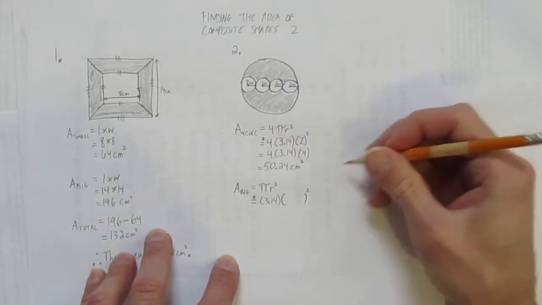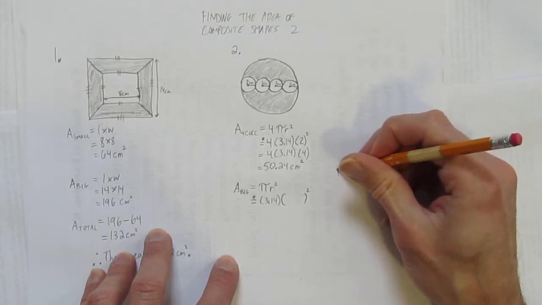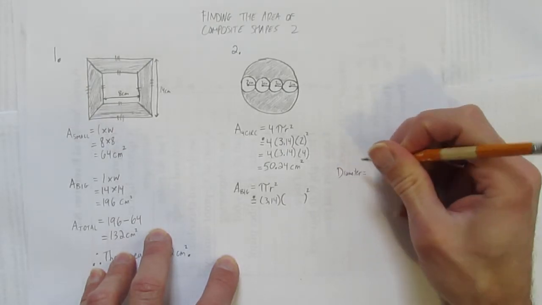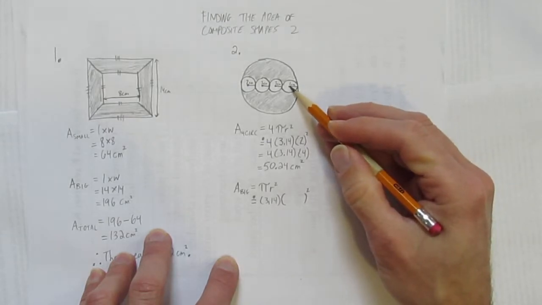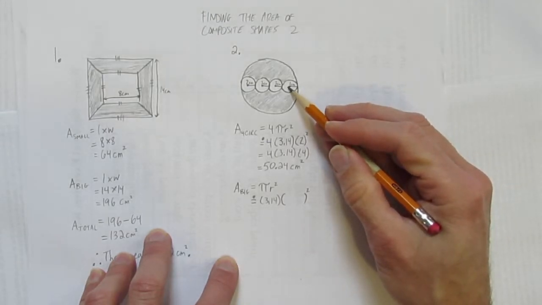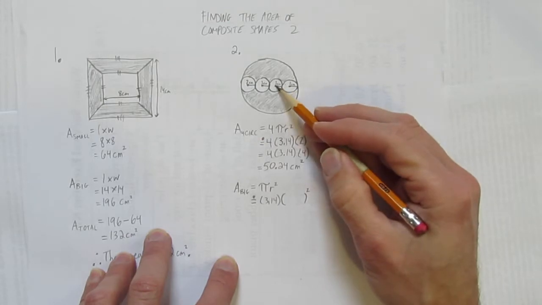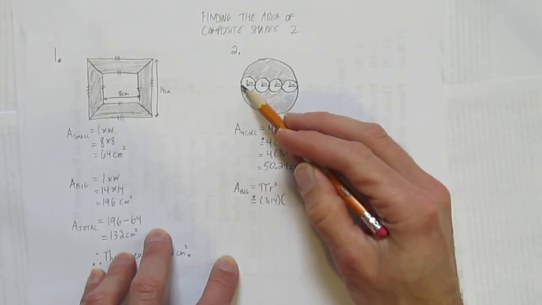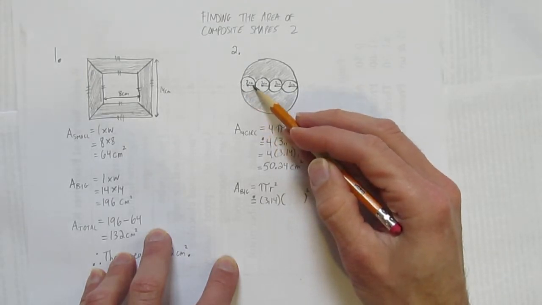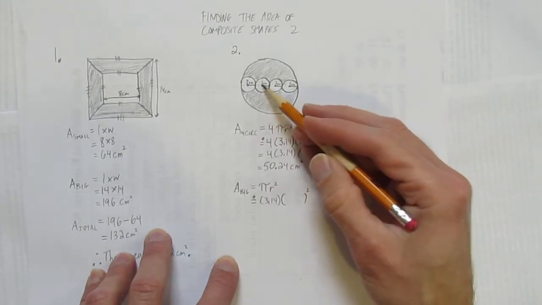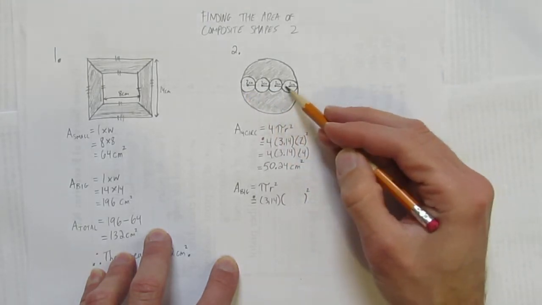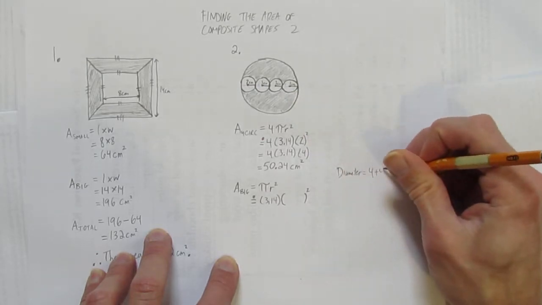I'm going to do some work on the side here. The diameter of the big circle first. Do you recognize this is the radius of 2 centimeters? That means from this middle to here it's also 2 centimeters, and from this middle to here it's also 2 centimeters. It's also 2 centimeters here. Do you get that each circle is 4 centimeters in diameter? So the diameter of this big circle is 4 centimeters plus 4 centimeters plus 4 centimeters plus 4 centimeters.